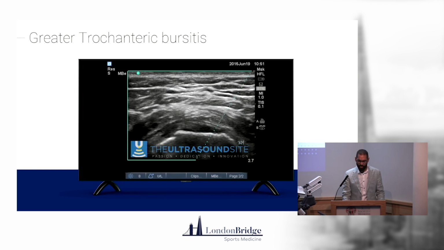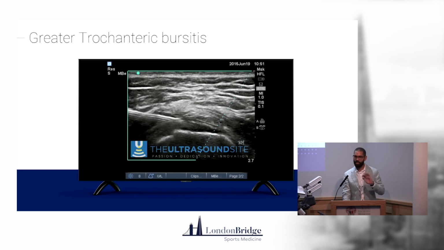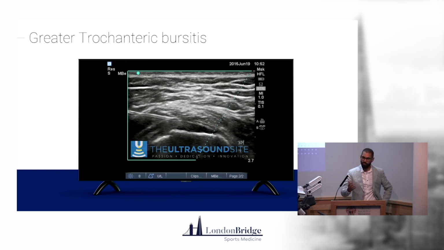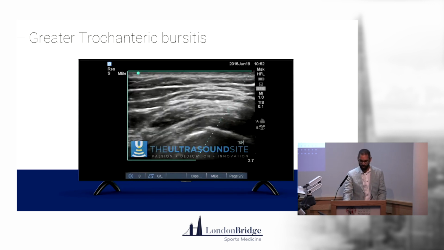So again, this is the greater trochanter, different facets of the greater trochanter. It looks very similar to a shoulder when you're doing an injection into the subacromial bursa, but this time it's into the trochanteric bursa. Your injector goes straight into the bursa. I'm quite generous with my fluid, so I will give a good amount of fluid to try and distend the bursa, and then again post injection testing.